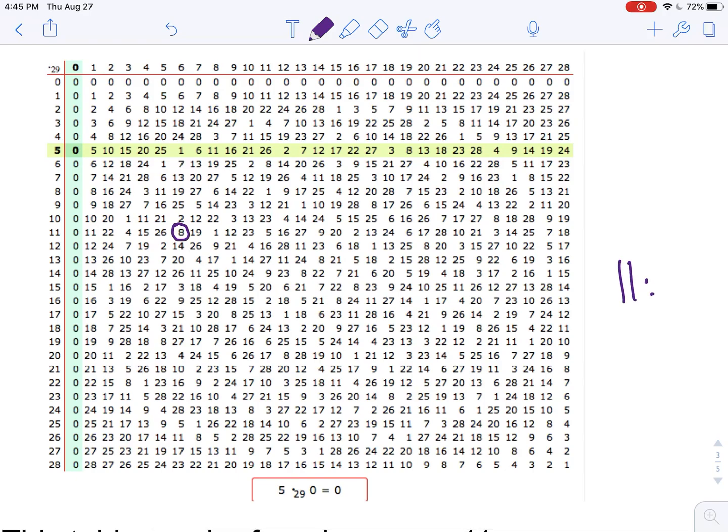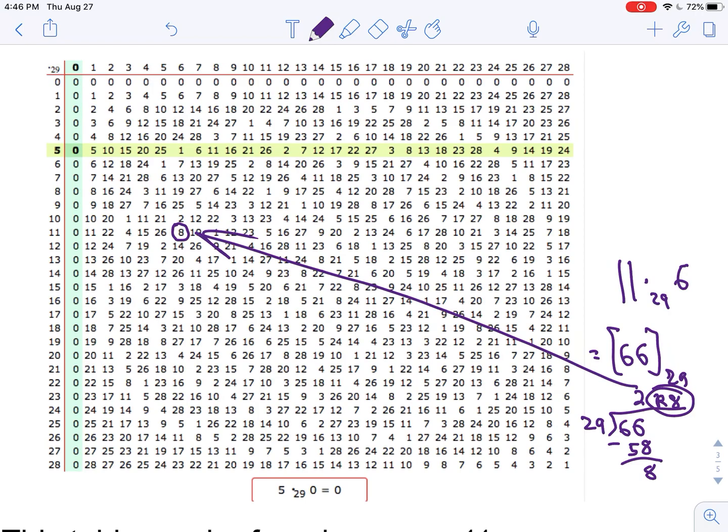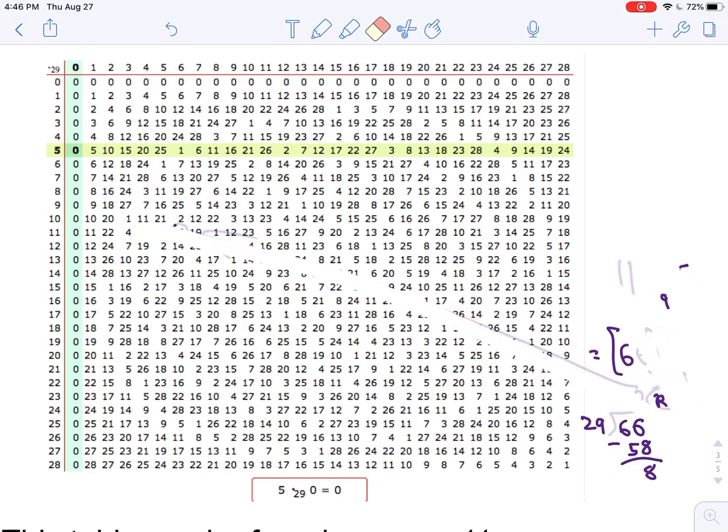You don't have to take their word for it, of course. If you don't believe it, you can just do the math. 11 times 6 is 66. Taken at mod 29, that means 66 divided by 29. Yeah, it goes in 2 times. 66 minus 58 is 8, a remainder of 8, and that, of course, was what I promised you it was. See?